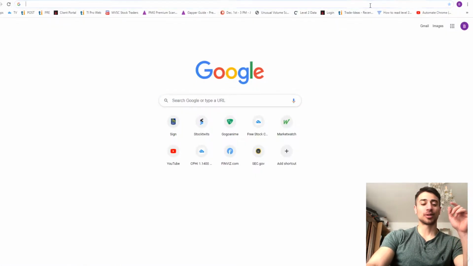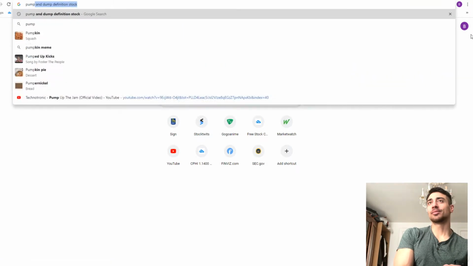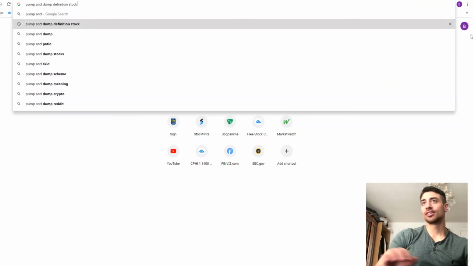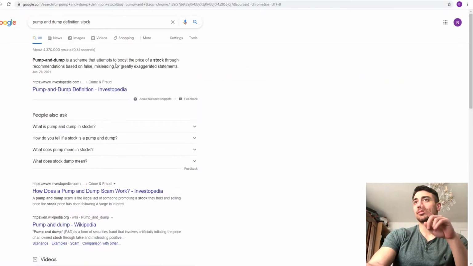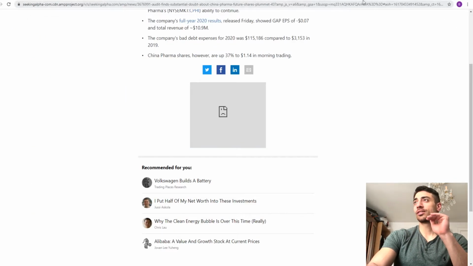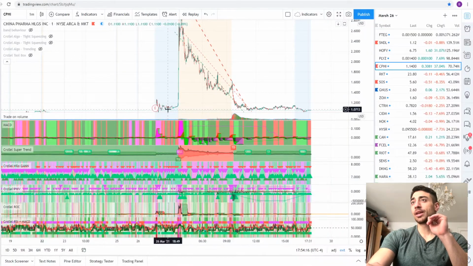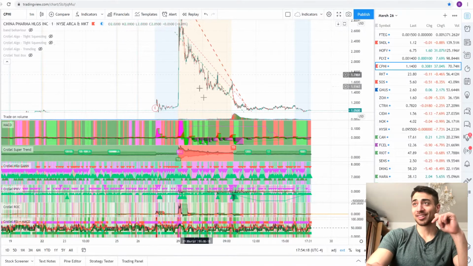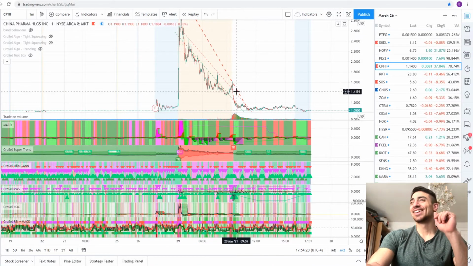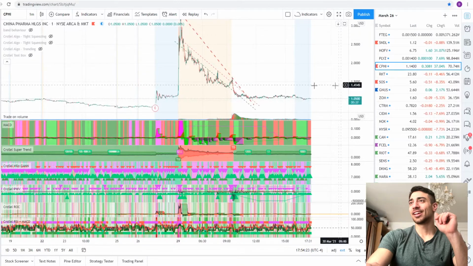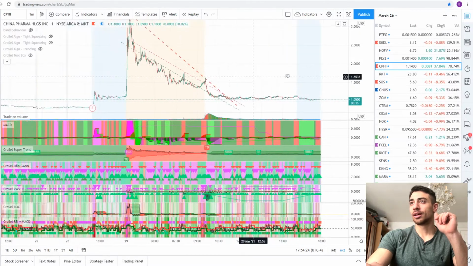Pump and dump definition, stock: it's a scheme that attempts to boost a stock price based on false, misleading, exaggerated statements. There's nothing exaggerated here. They told the truth. So this isn't a pump and dump. Yeah, but it did get pumped, and it did get dumped. It sounds contradictory, but whatever.